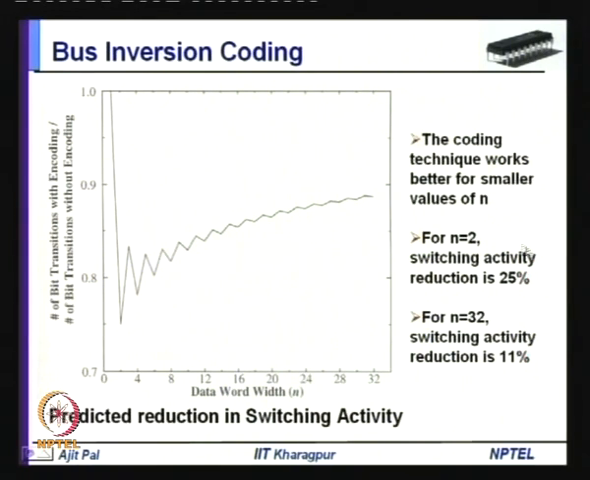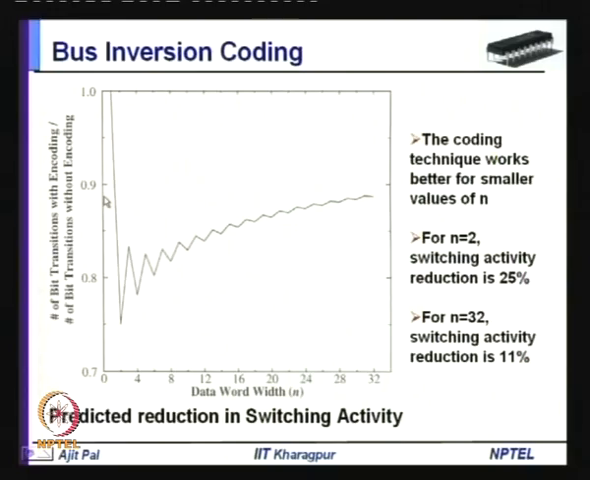To state in simple terms, when the value of n is equal to 2, the ratio is 0.75, so there is a 25% reduction in switching activity. On the other hand, when n is equal to 32, somewhere here, the switching activity reduction is only 11%, because here it is 89. So, 11%.